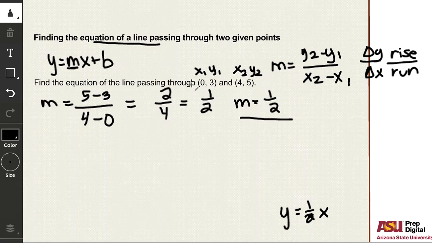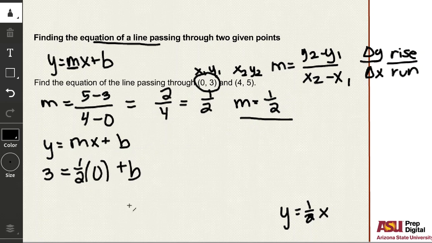Now it really doesn't matter which set you use. However, I like to choose a set that's a little bit easier, and when I see a 0, I go for that one. And the reason is multiplying by 0 is 0, so that usually simplifies. So plugging in my x and y, I'm going to use y equals mx plus b. While the y from this pair is 3, I just found the m as 1/2. The x from this pair is 0, and then that helps me solve for b.